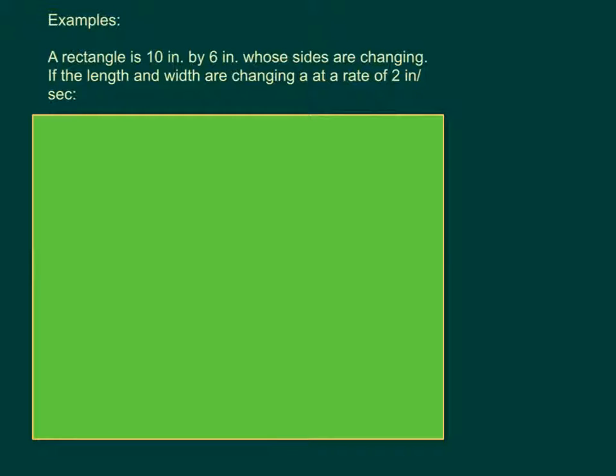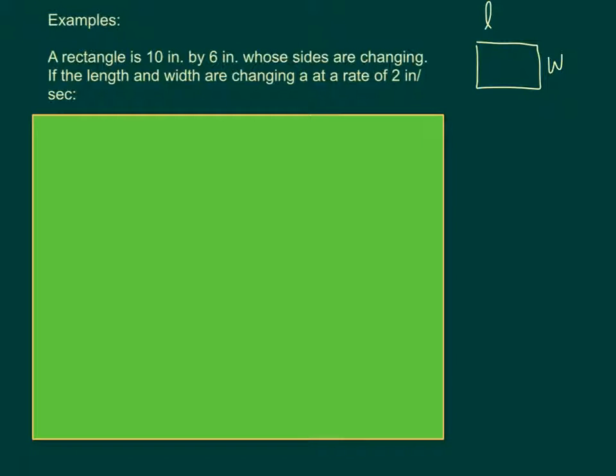Okay, so here's an example. Let's say we have a rectangle that's 10 inches by 6 inches, and the sides are changing. In this case, they tell us the length and width are both changing at a rate of 2 inches per second. Okay, so first step, how might this look? Let's draw ourselves a sketch. So we're looking at a rectangle, and we've got a length, and we've got a width.